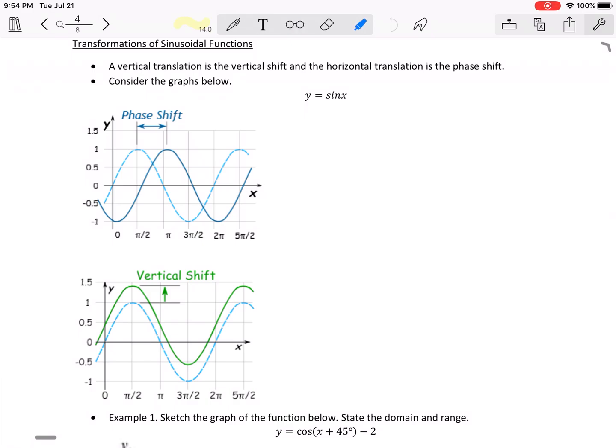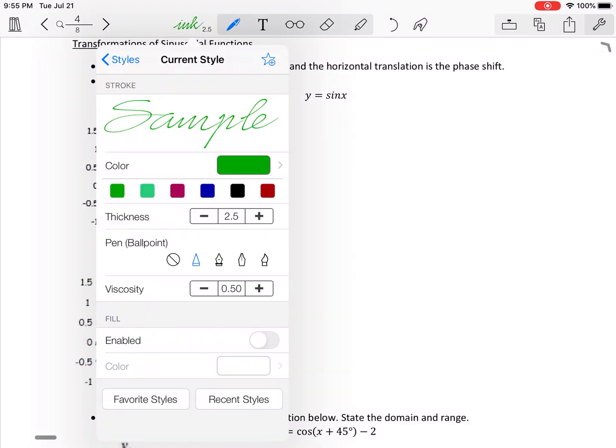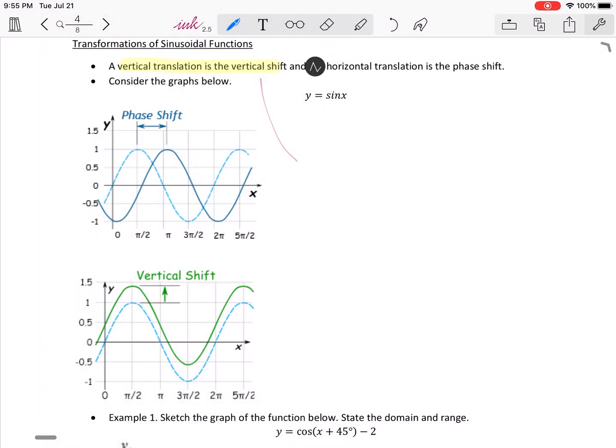A vertical translation is a vertical shift, and basically what's happening here is when you do a vertical shift, you're creating a new baseline. Okay, so the original baseline is at 0. So for example, here if we look at the graph at the bottom here, here's your 0, and now you can either move that up or down, and so that you have a new baseline or a new midline.